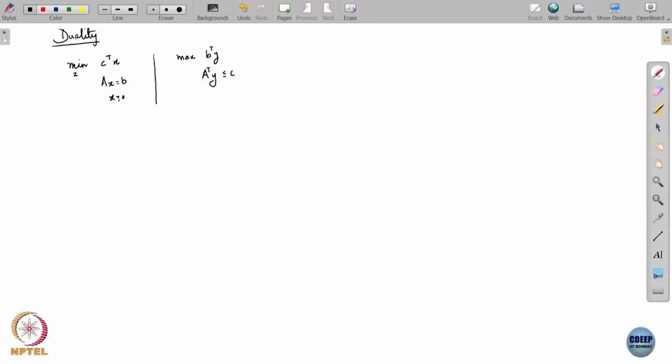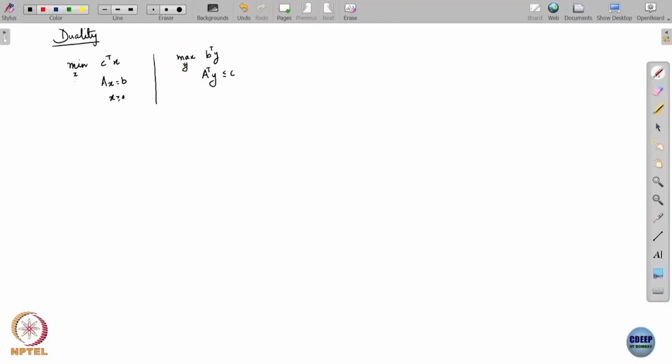The first linear program is minimizing c transpose x subject to Ax equal to b and x greater than or equal to 0. This one is in standard form. The second linear program is maximizing b transpose y subject to A transpose y less than or equal to c. This is not in standard form, but it has been written this way. I have written this particular problem for a specific reason, and I will explain what that reason is soon.